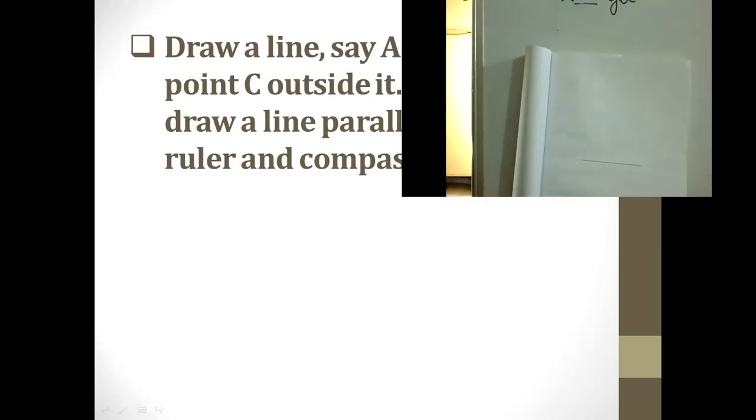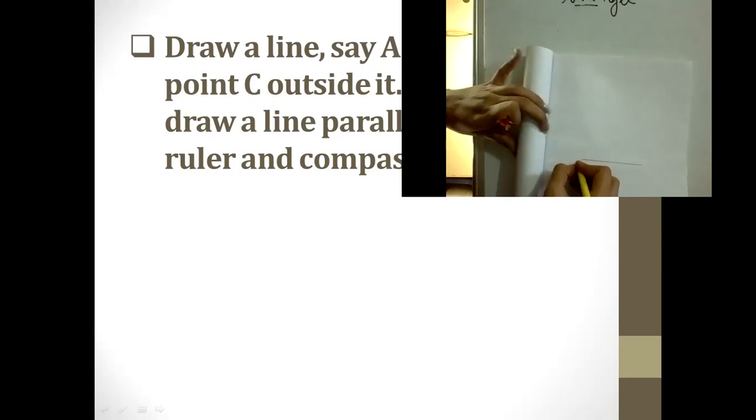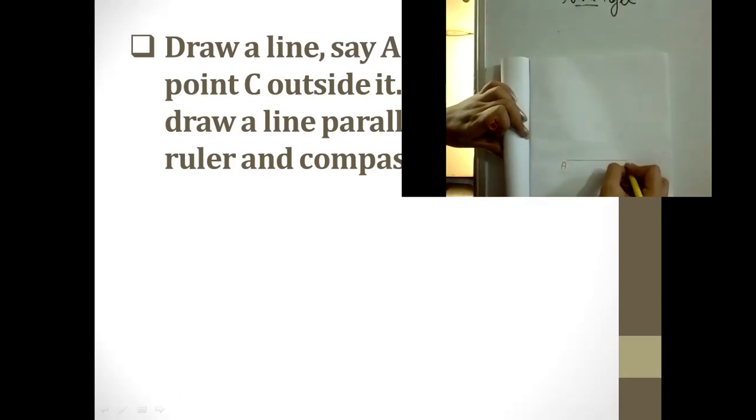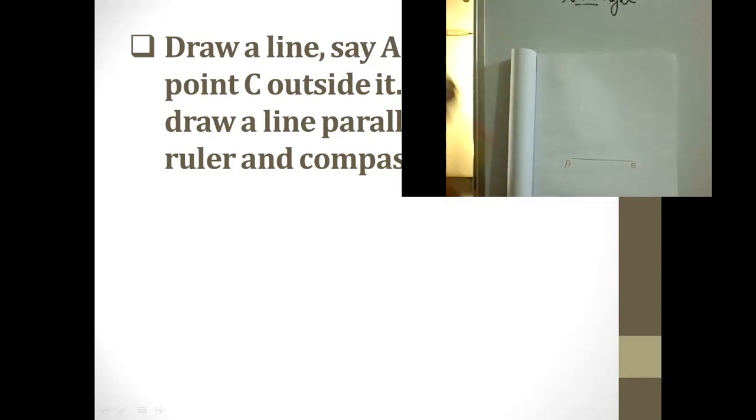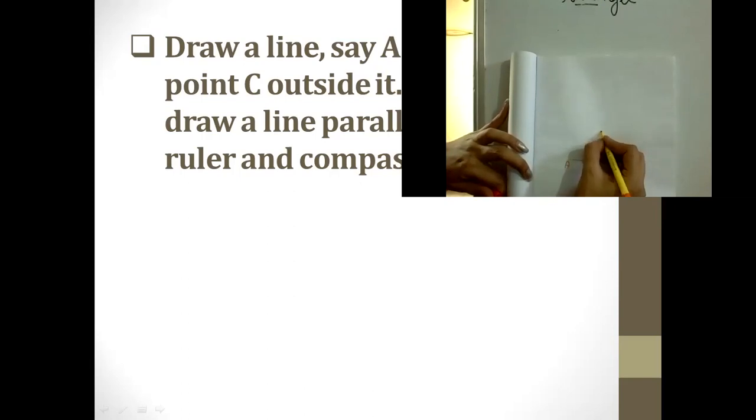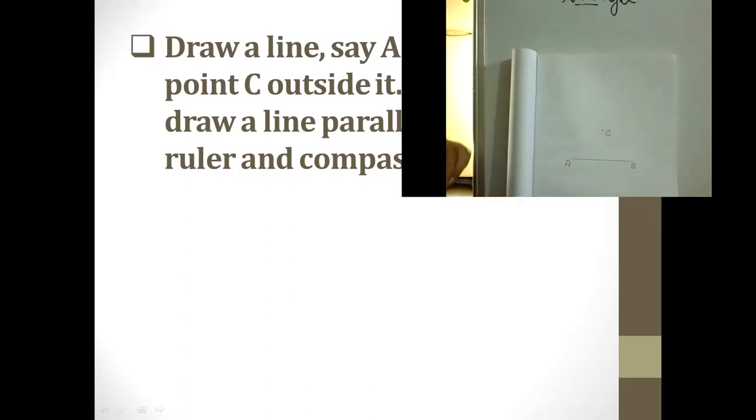You have to draw a line, say it has the name AB, A and B. Then take a point C outside it. I'm taking a point outside it, here, that is named C. Then draw a line parallel to AB through C using ruler and compass only.